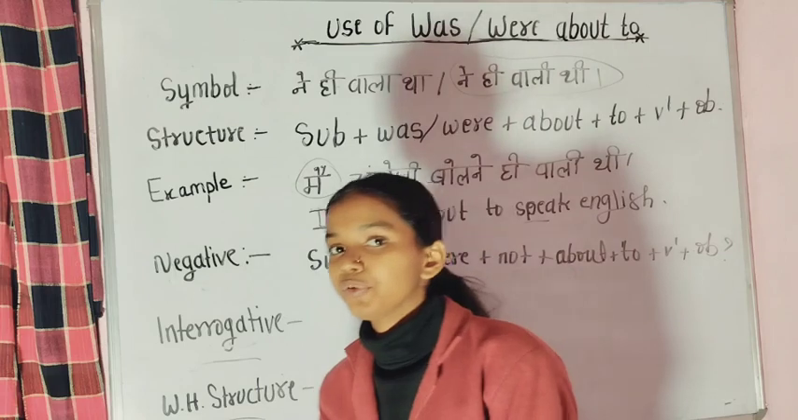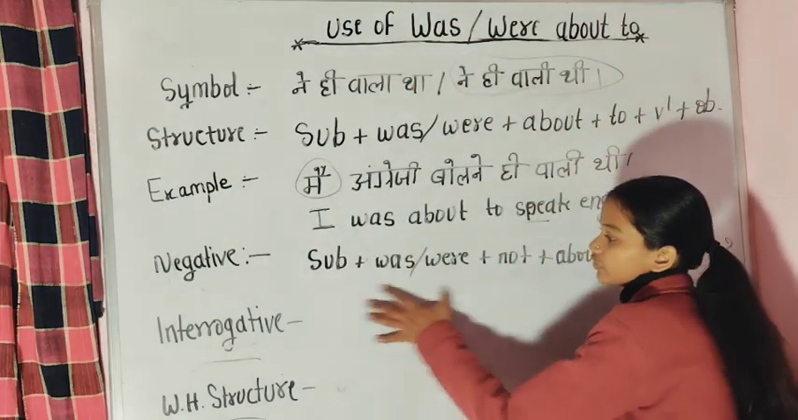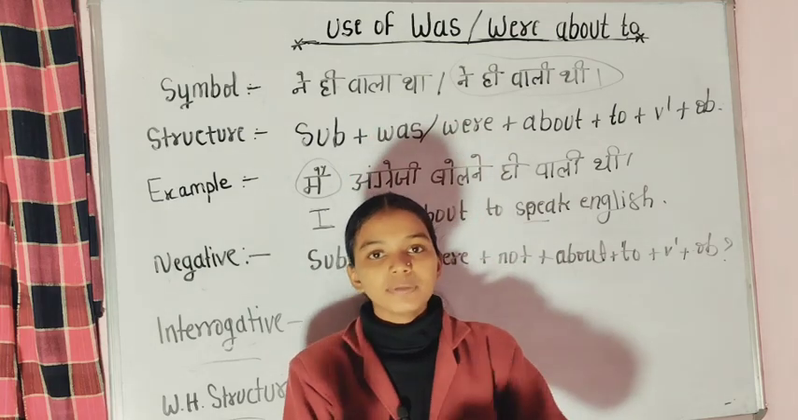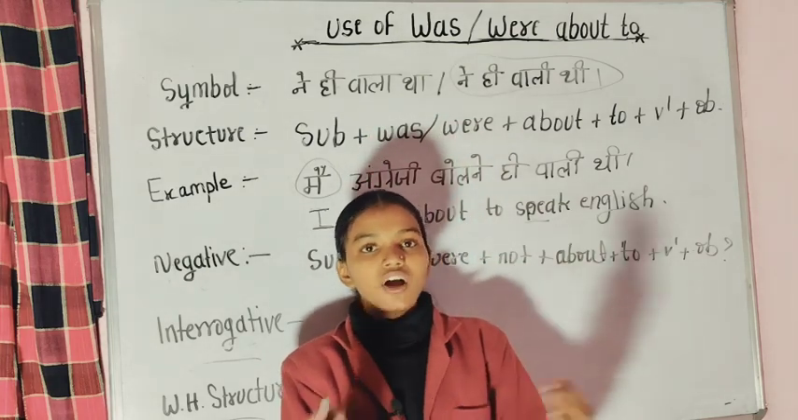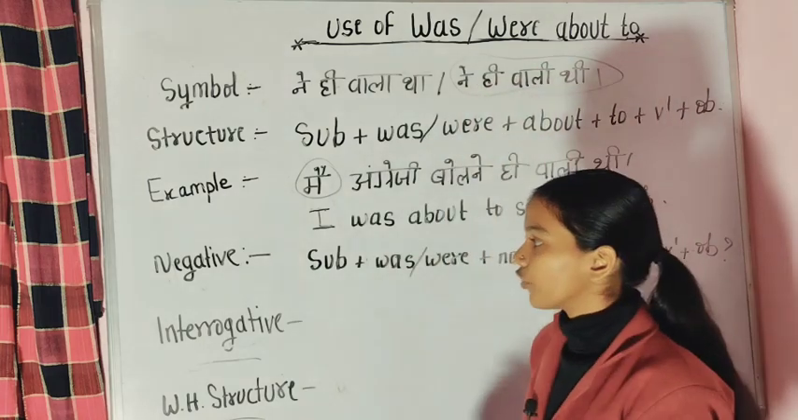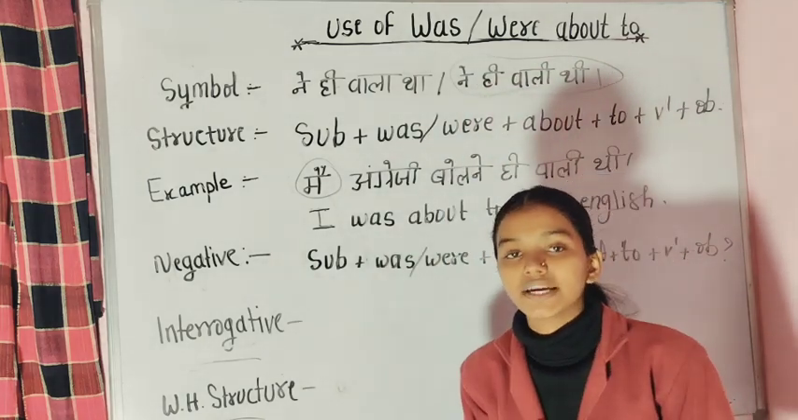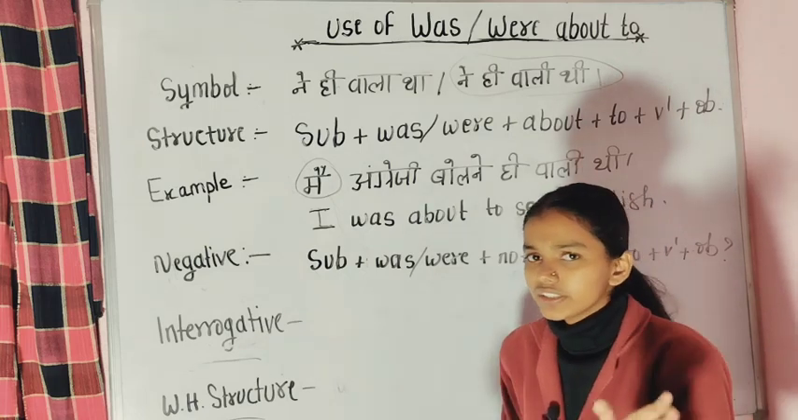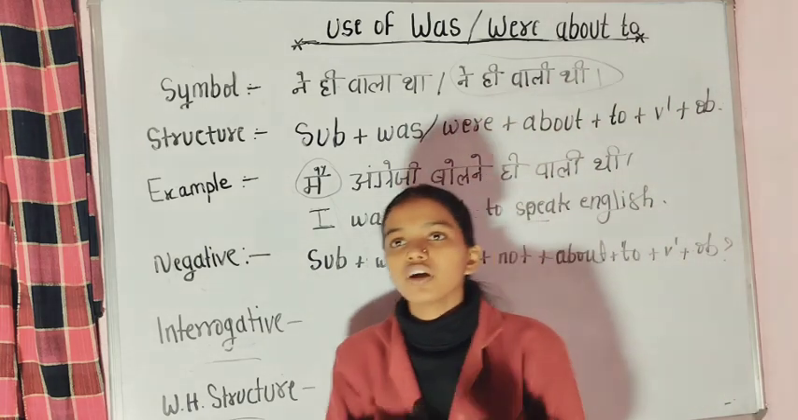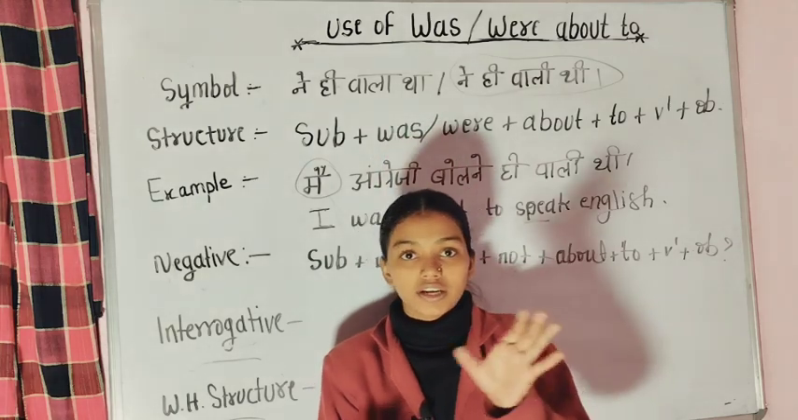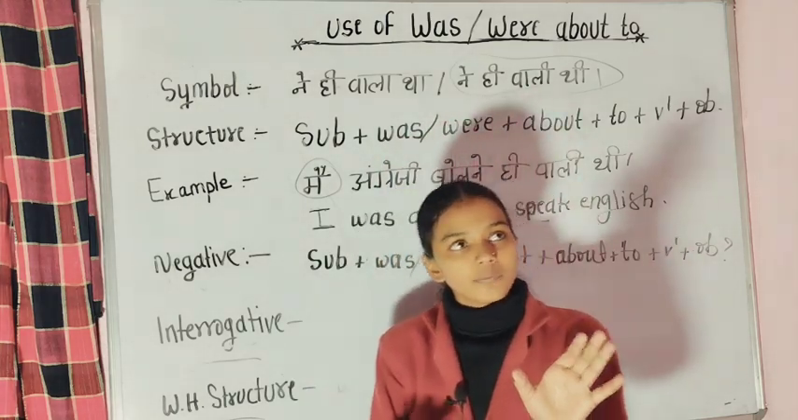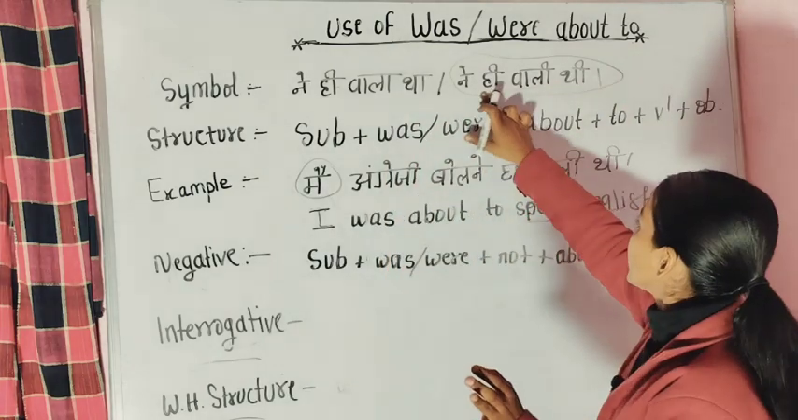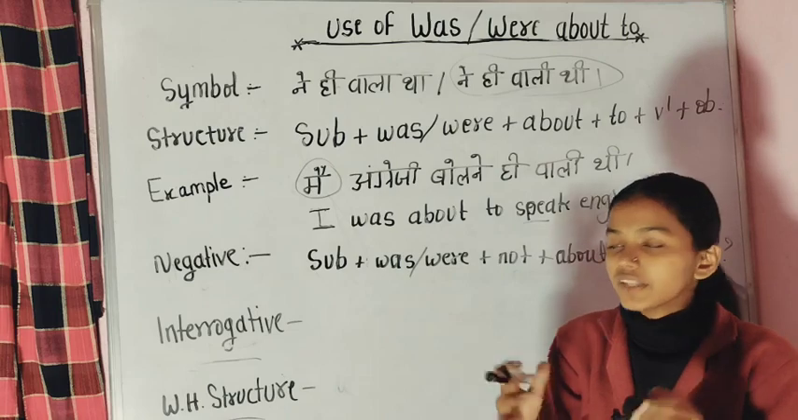Okay, so we have to take the help of negative structure, that is subject plus was/were plus not plus about plus to plus verb 1 plus other object. Okay, so I'm going to tell you the negative example. मैं अंग्रेजी बोलने ही वाली थी. This is the simple one. Okay, so we have to convert it into negative. नकारात्मक. ठीक है, तो मैं अंग्रेजी नहीं बोलने वाली थी.